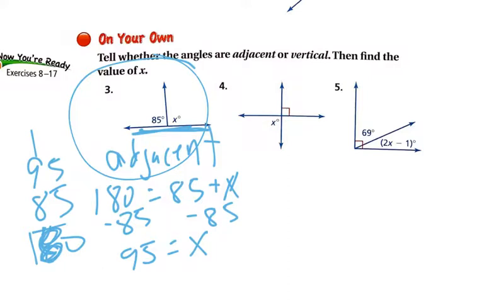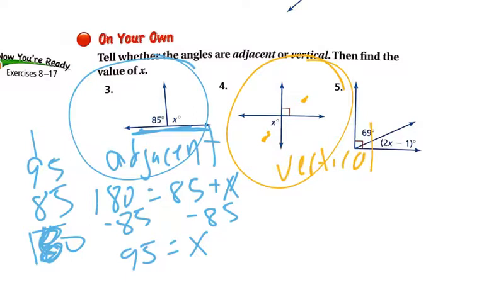Okay, now if I look at number 4, these two angles are opposite of each other, formed by two lines that intersect, and they look congruent. Therefore, these are vertical angles. Okay, so if this one, as you can see, is the 90-degree symbol, that means x has to also be 90 degrees.